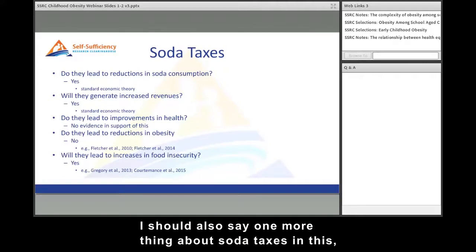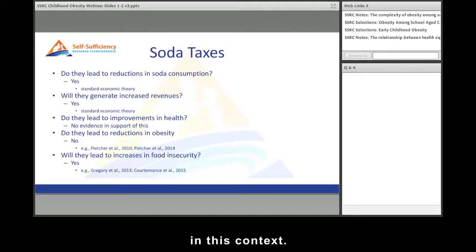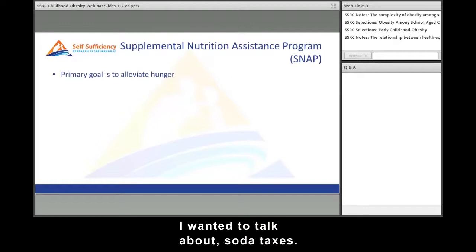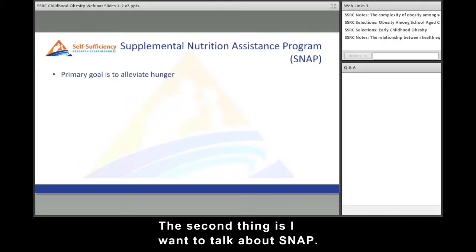I should also say one more thing about soda taxes in this context: it's not just taxes that are bad. Anything that leads to higher food prices will lead to increases in food insecurity. So we have to be vigilant in our efforts to make sure that prices are low. Okay, that's the first thing I want to talk about, soda taxes. The second thing is I want to talk about SNAP.